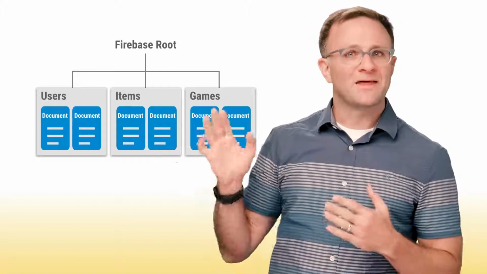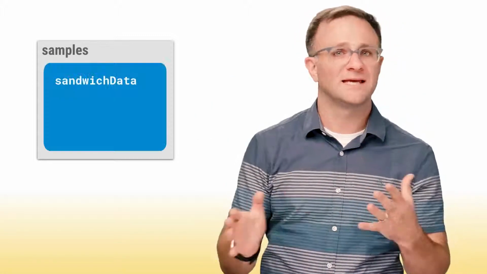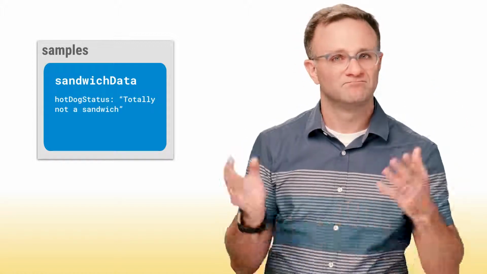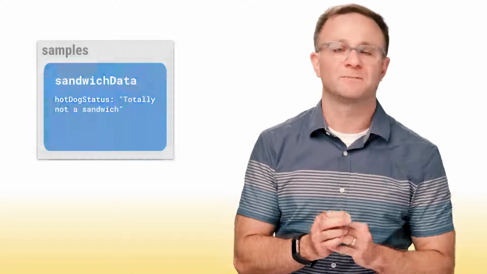So looking at our app, I think the top level is going to start with a collection that I'm calling samples. This will then contain one single document called sandwich data. And this document will itself have one key value pair, or field, called hot dog status. Make sense? All right, let's start building.